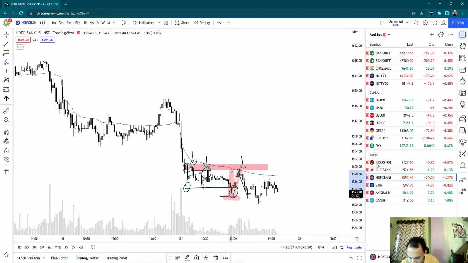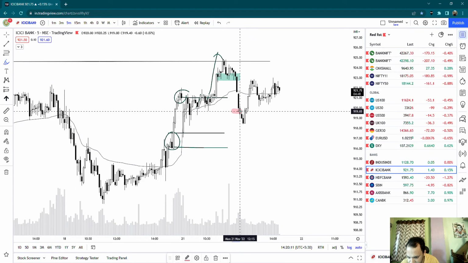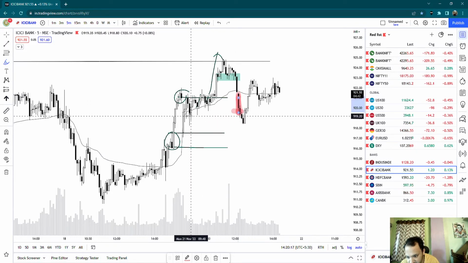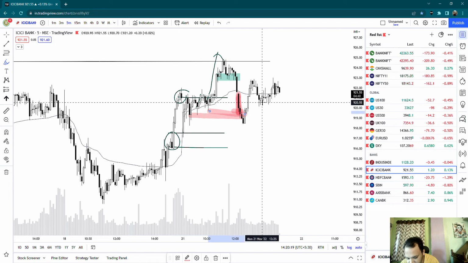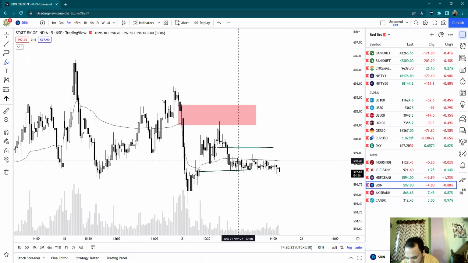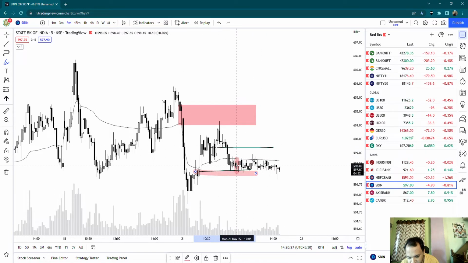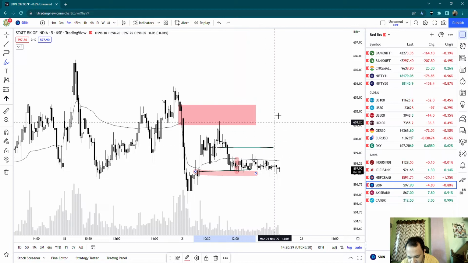Now ICICI Bank, at 12:10, it was right here, around this area as well. So again, not a good area to short ICICI Bank because it's at a demand zone. Now SBI at 12:10 was right here, again at a demand zone. So all the banks together at 12:10 are at a demand zone.